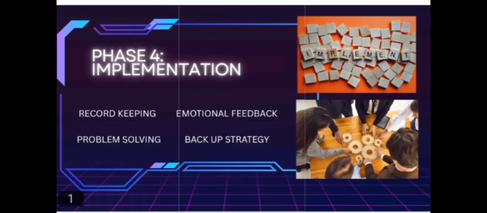The implementation phase is where all our plans comes to life. We record data, observe emotions, solve problems, and prepare backups, all to make sure the program runs smoothly and effectively. It's a teamwork stage where we learn, adjust, and improve based on real experiences.